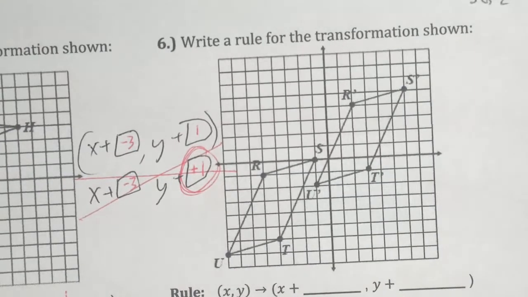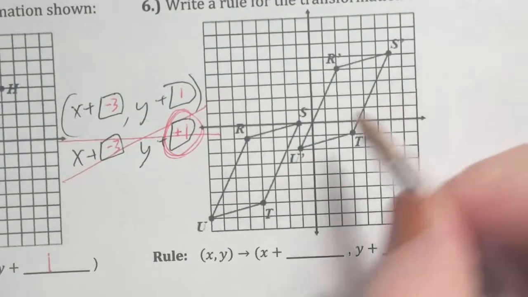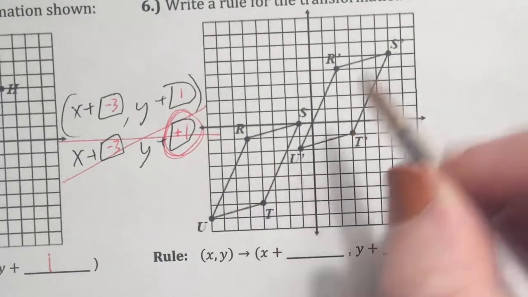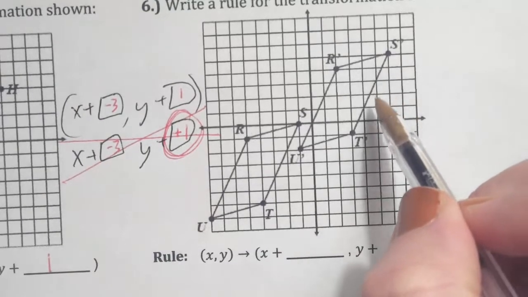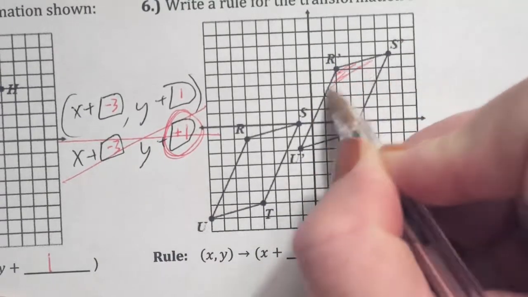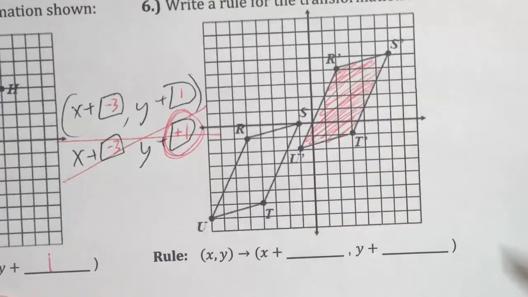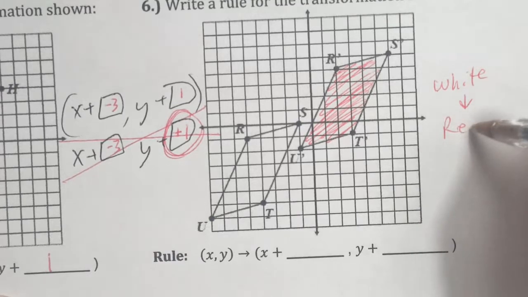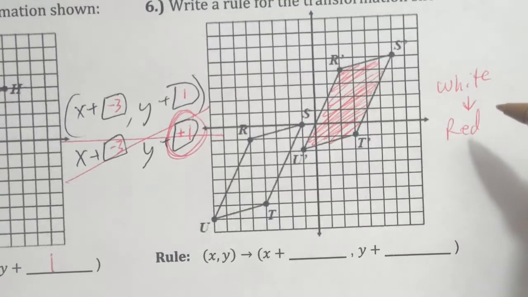Okay, so let's go to number 6. Very important, you know which way you're going. Are you going from the left to the right or right to the left? It all depends which one had the prime on it. Okay, so this one has the little prime. That's the image. That's the new thing. So remember, I want to know, how do I get from the white one to the red one? That's the question. How do I get from the old to the new?